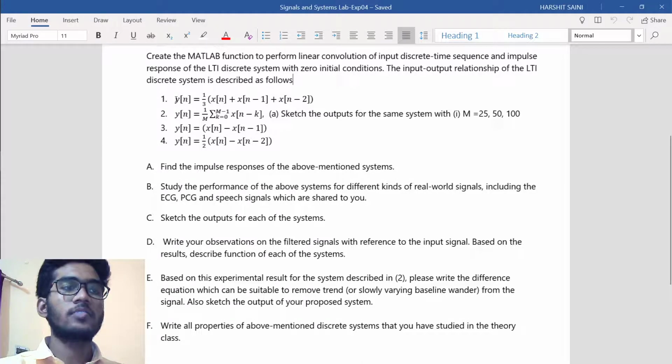Here, these are the systems which we have been given, and we have to find the impulse response for them, study the systems on real world signals, sketch the outputs, see the observations, and remove the trend from our output, and also see the properties of the signals.